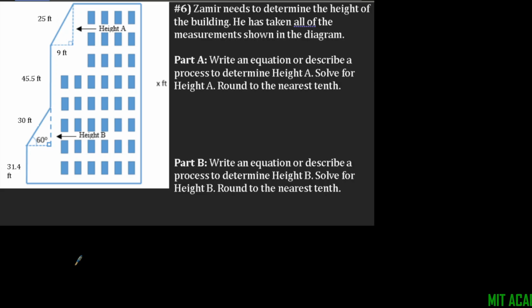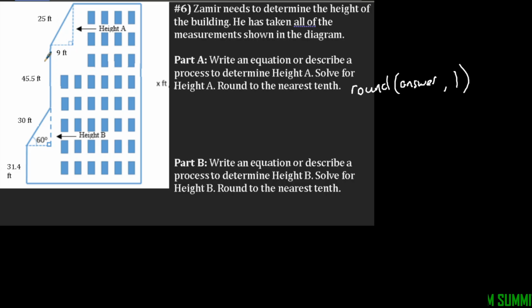It says Zamir needs to determine the height of the building. He has taken all of the measurements shown in the diagram. It says for part A, write an equation or describe a process to determine the height A. And let's solve for height A, round to the nearest tenth. So for that part, we're going to say round, parentheses, answer, comma, 1, because that's going to be one decimal place. Just put a 1 like that, maybe. Okay.